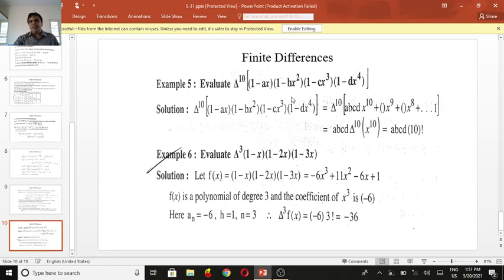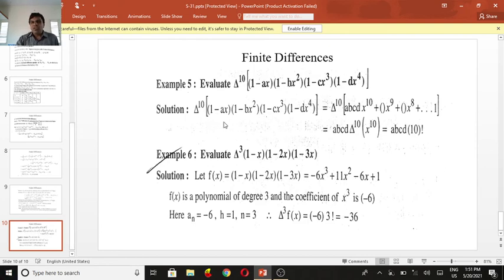Take a simple problem: evaluate del power 10 of (1 minus ax)(1 minus bx squared)(1 minus cx cubed)(1 minus dx raised to 4). That is, del power 10 of (1 minus ax)(1 minus bx squared)(1 minus cx cubed)(1 minus dx raised to 4).